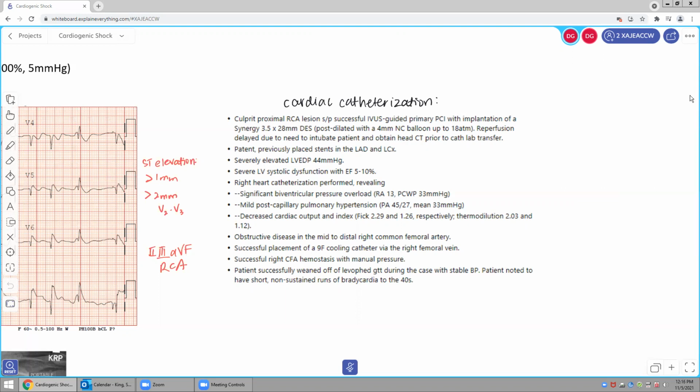His wedge is 33. What's a normal wedge? Yeah, 15. So this is really high. And he's got decreased cardiac output and index. His cardiac output's 2.29, cardiac index is 1.26. What's normal cardiac output? Yeah, usually about 5. And what's a normal index? Great. Yeah, 2.5. Okay, so they send him to you in the NICU.